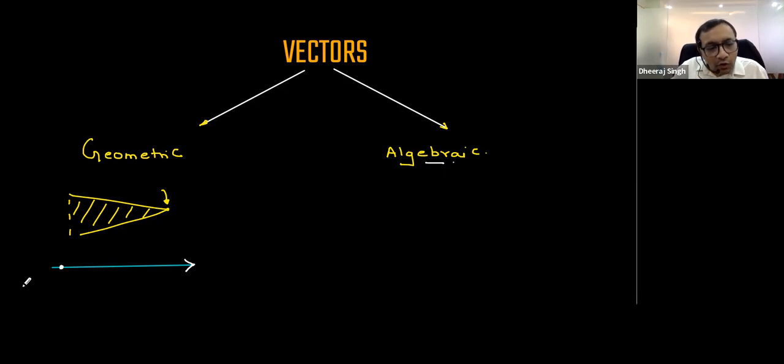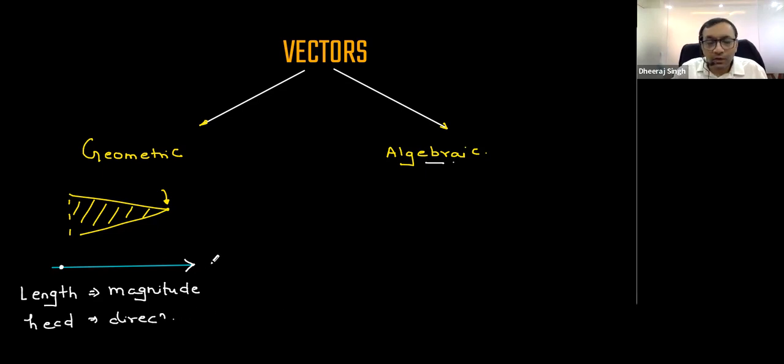All right. So when we represent it like an arrow, the length represents the magnitude and the head represents the direction. Okay. Keep this in your mind. Clear? Anybody has any doubt?